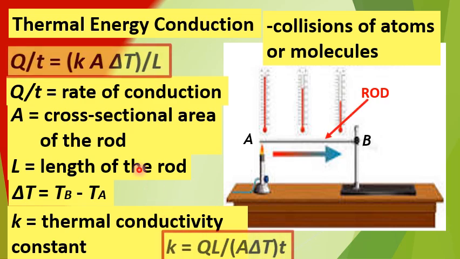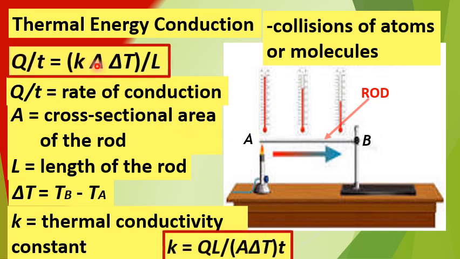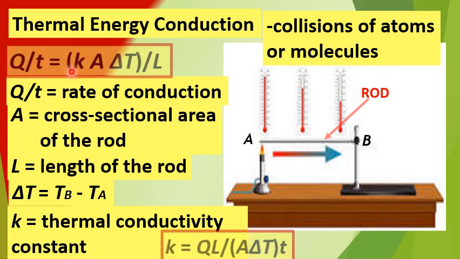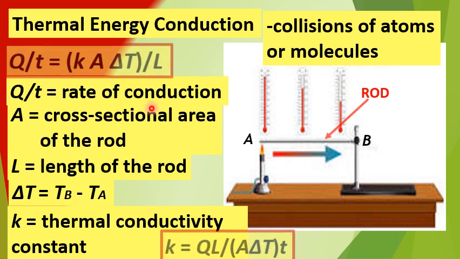So take note that based on this equation for the rate of thermal energy conduction, we see that the rate of energy transfer is directly proportional to the cross-sectional area of the transmitting medium, that's capital A. It's also directly proportional to the change in temperature, delta T, but is in fact inversely proportional to the length of the transmitting rod. All right?